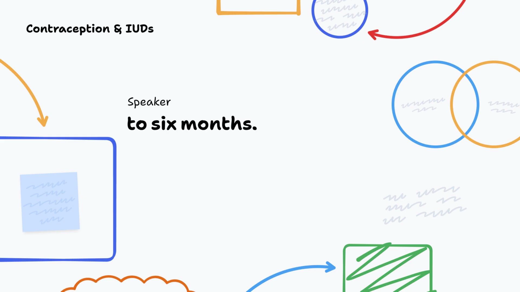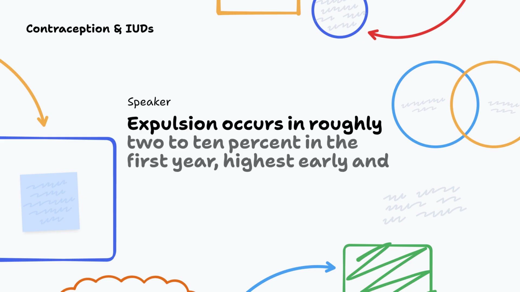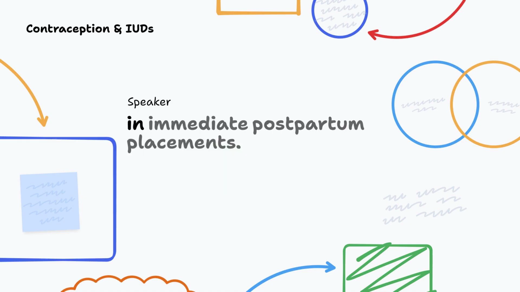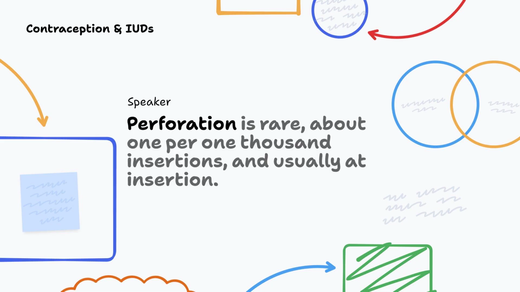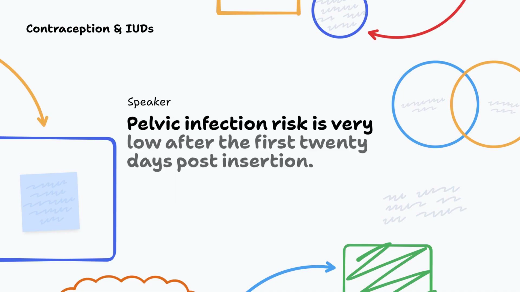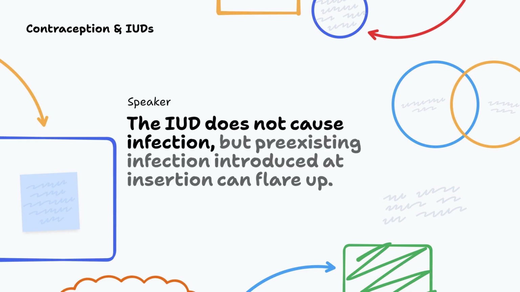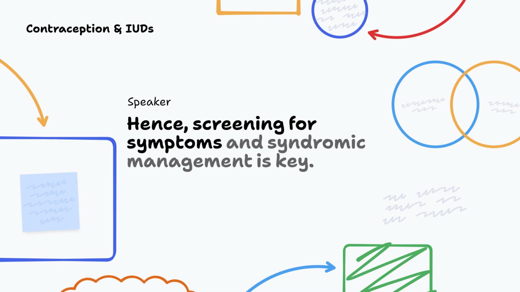Expulsion occurs in roughly 2 to 10% in the first year, highest early and in immediate postpartum placements. Perforation is rare, about 1 per 1,000 insertions, and usually at insertion. Pelvic infection risk is very low after the first 20 days post-insertion. The IUD does not cause infection, but pre-existing infection introduced at insertion can flare up. Hence, screening for symptoms and syndromic management is key.